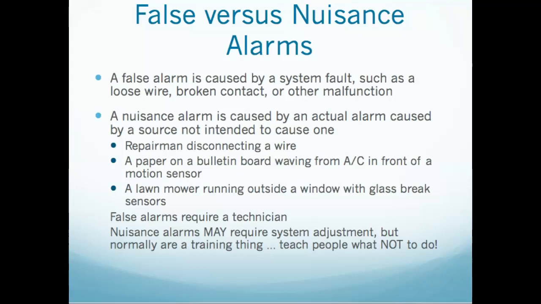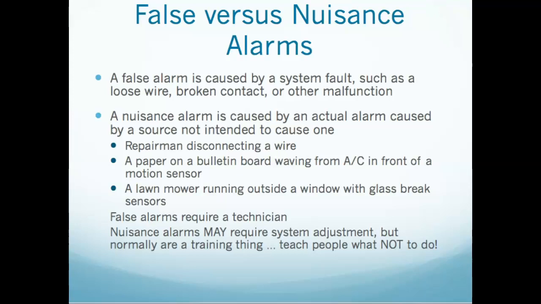But let's talk about false and nuisance alarms. It's very common to hear someone go to an alarm response, let's consider a security guard goes to alarm response. You get an alarm from a room. You're not supposed to have an alarm there. Nobody's supposed to be in there. The dispatcher sends the guard, and they get back and they say it was a false alarm.